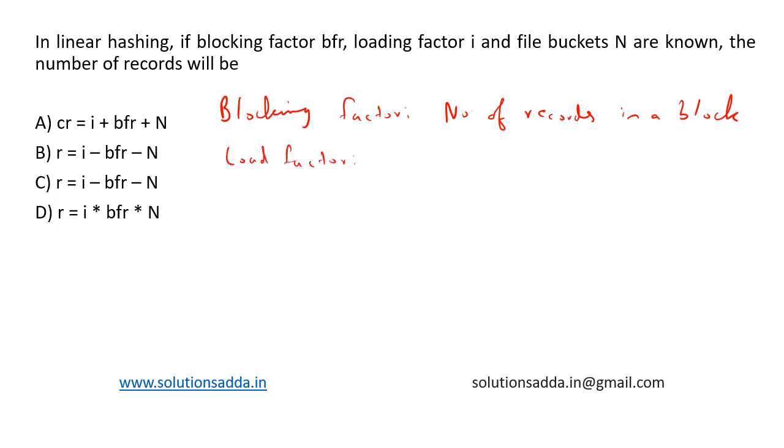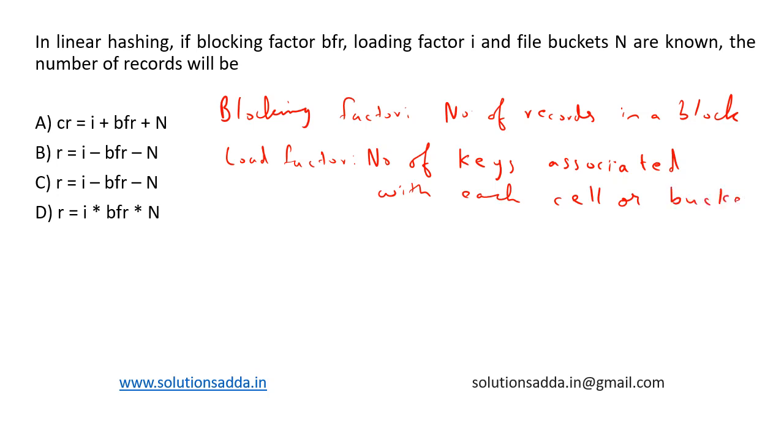Load factor is the number of keys associated with each cell or bucket. Now, the blocking factor can be estimated as the number of buckets in each block. That is the concept we are using here. So it is the number of buckets in each block. This is the blocking factor BFR, and the load factor is denoted as I.